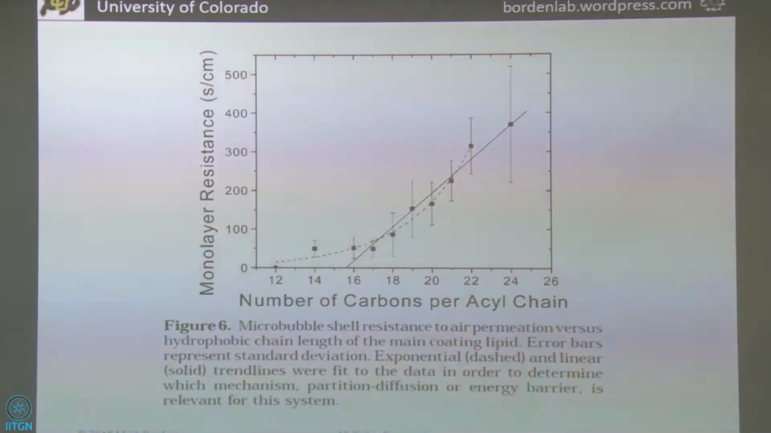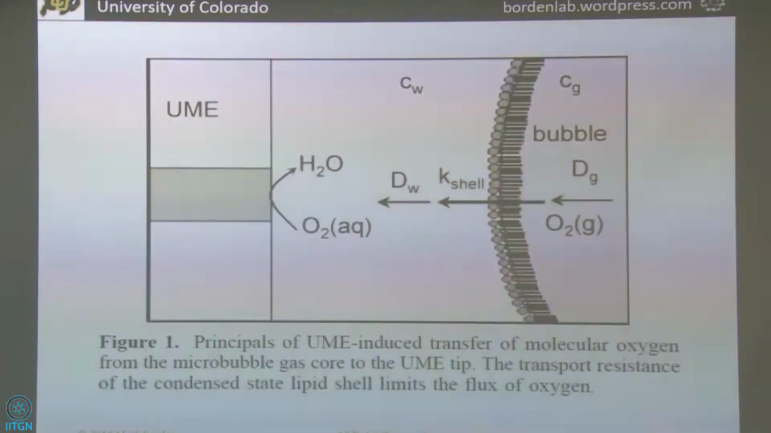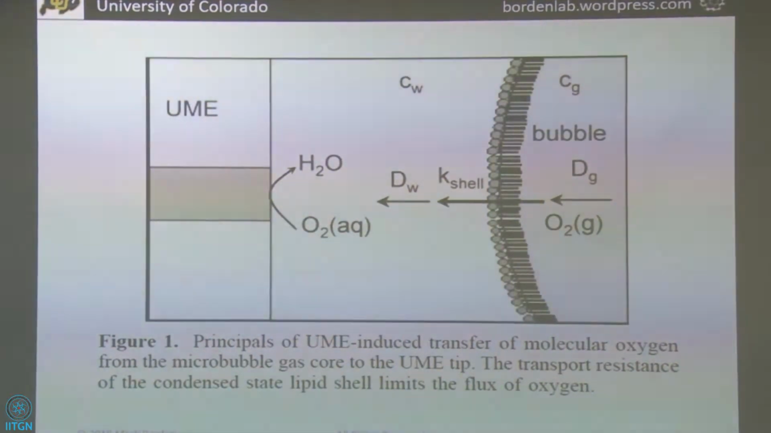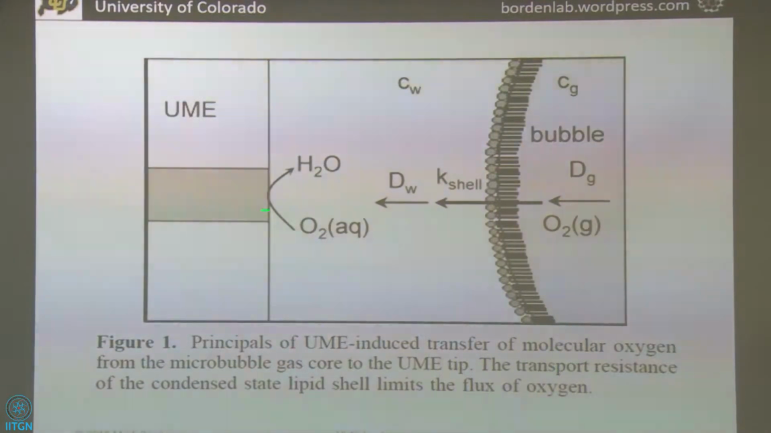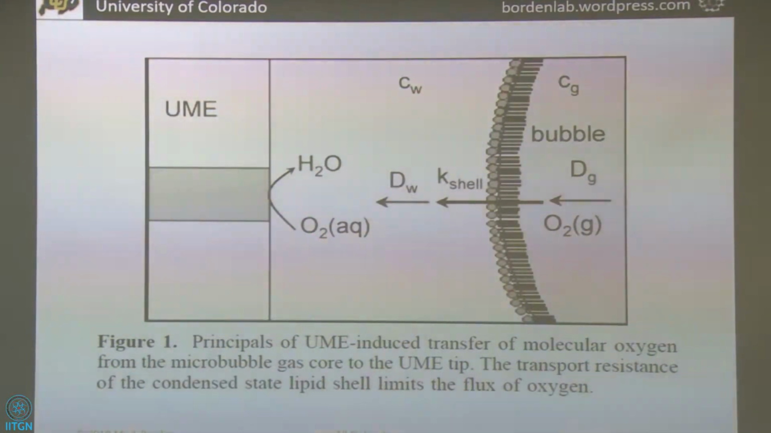So this was from the dissolution of bubbles. We also measure the oxygen permeability of the shell using a microelectrode. What we do is apply voltage here at the interface that reduces oxygen to form water. That sets up a chemical potential gradient, so oxygen in the bubble diffuses through the monolayer shell, through the aqueous medium to the electrode. And by following the current on the electrode, you can determine the flux of oxygen, and then you can determine the shell permeability.